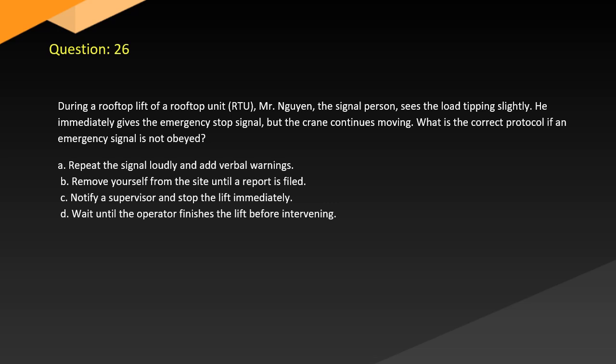Question 26. During a rooftop lift of a rooftop unit, the signal person sees the load tipping slightly. He immediately gives the emergency stop signal, but the crane continues moving. What is the correct protocol if an emergency signal is not obeyed? A. Repeat the signal loudly and add verbal warnings. B. Remove yourself from the site until a report is filed. C. Notify the supervisor and stop the lift immediately. D. Wait until the operator finishes the lift before intervening.